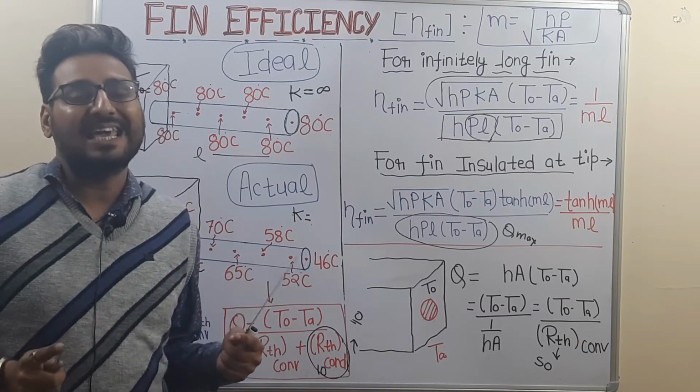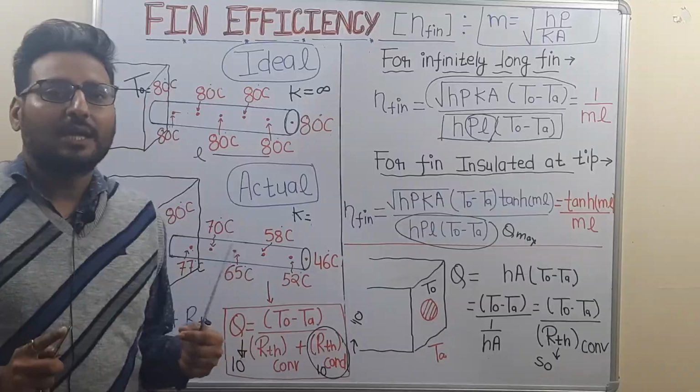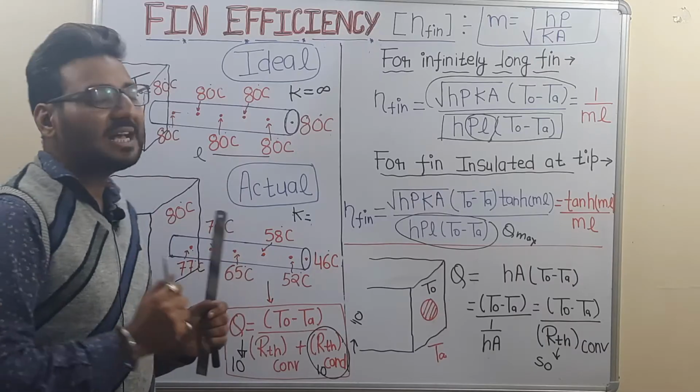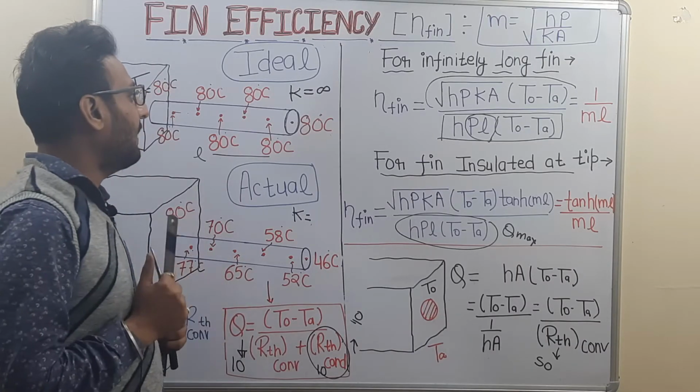Fin efficiency is given as the ratio of the actual heat transfer rate by the fin to the maximum heat transfer rate that would be achieved when the whole surface of the fin is maintained at base temperature. Now we are going to discuss the physical significance of this statement.